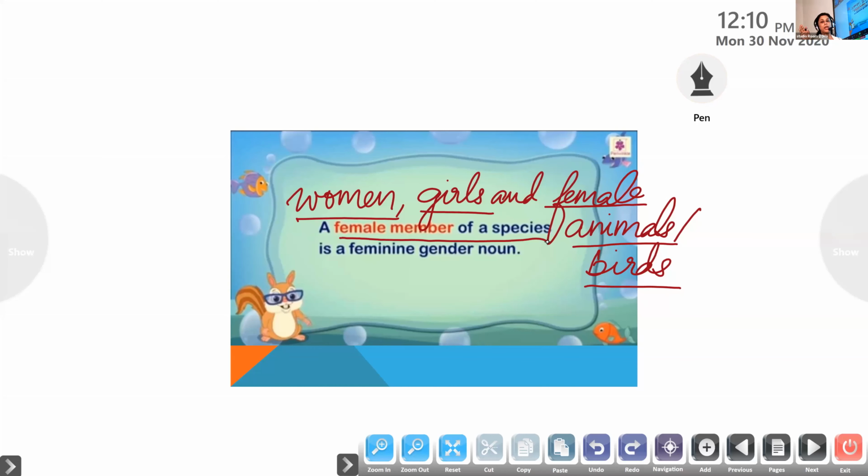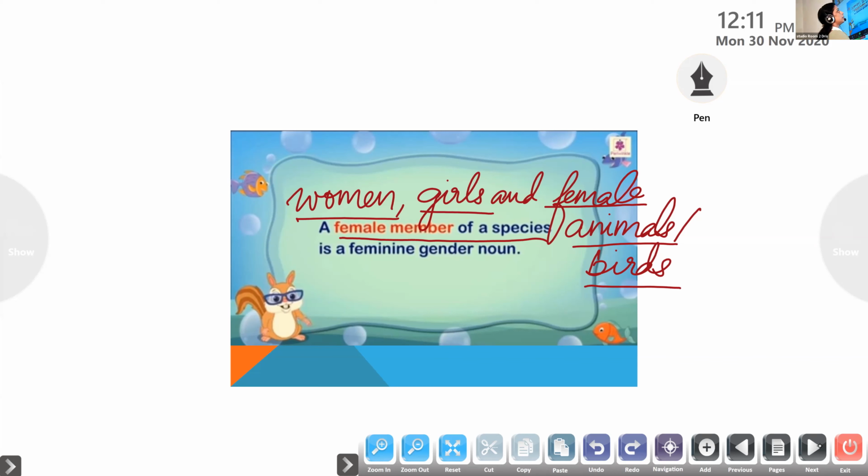So genders are mainly classified. Gender is a term used to differentiate between the masculine, that is the male, and the female nouns. Gender is a term used to differentiate between a male and a female noun. Have all of you understood? But genders are classified into four: the masculine gender, feminine gender, common gender, and the neuter gender.